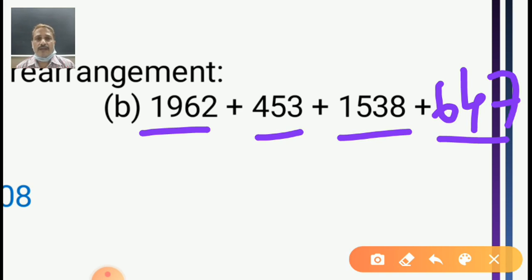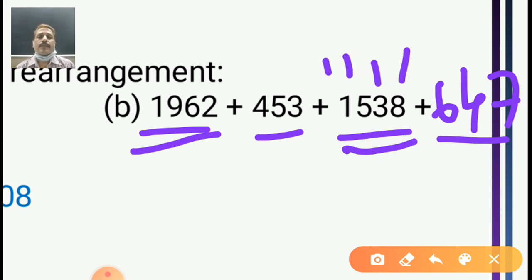Now observe the numbers. Yes, my dear student. Out of 4, 2 are 3 digit numbers and 2 are 4 digit numbers. Digit means, suppose this is a 4 digit number. Yes, this is also a 4 digit number. 1, 2, 3, 4. That means you can say ones, tens, 100 and 1000. What about the remaining numbers? Yes, the remaining numbers are 3 digits. See, this is a circled number having 3 digits.